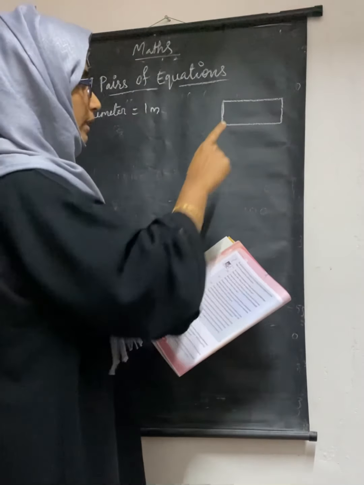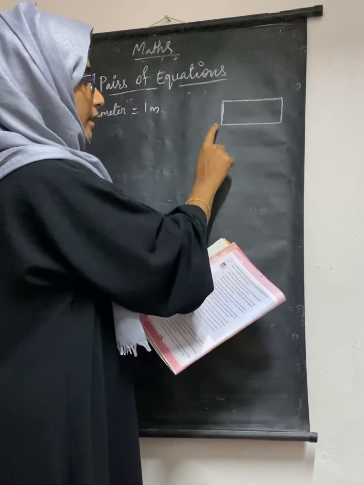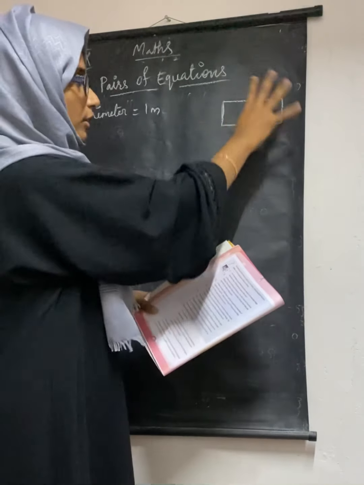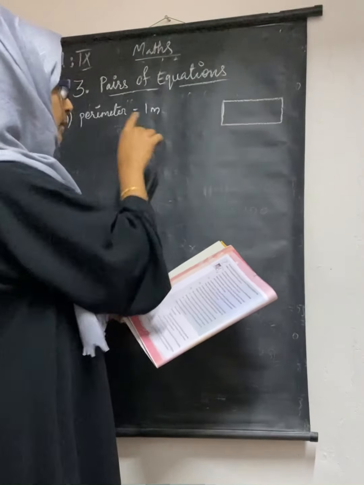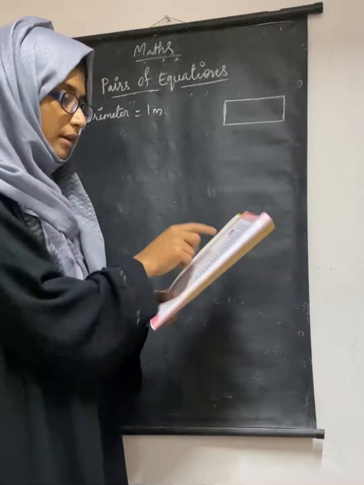What do you mean by perimeter? Perimeter means adding this side, this side, this side, this side. So there are 4 sides. Adding the 4 sides, you get the perimeter, 1 meter. So that is the perimeter, okay? Not the area, here it is a perimeter.